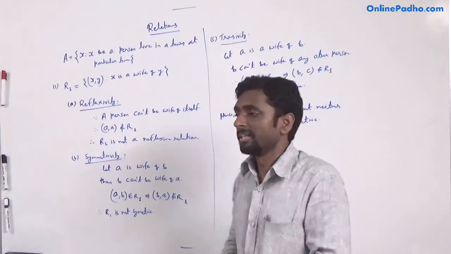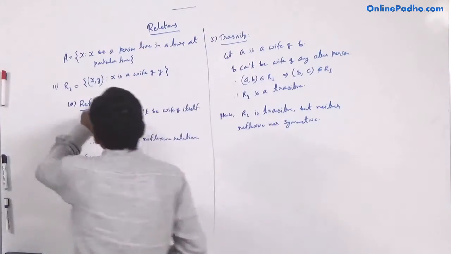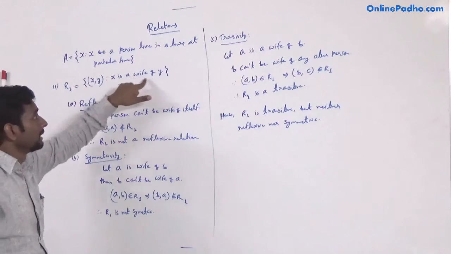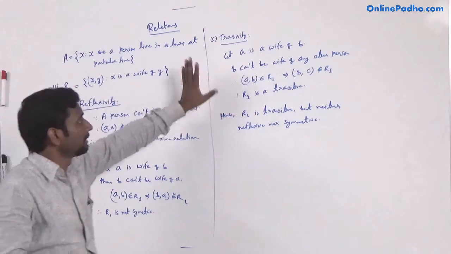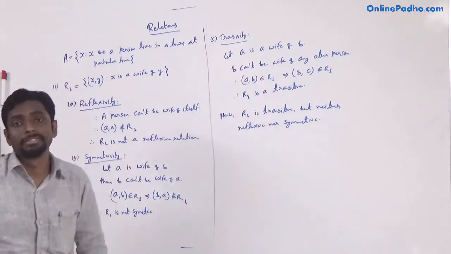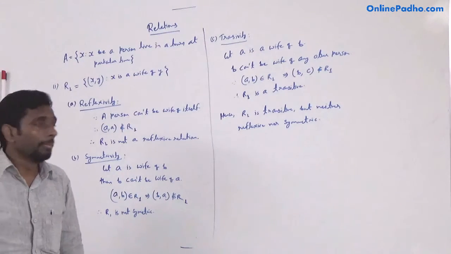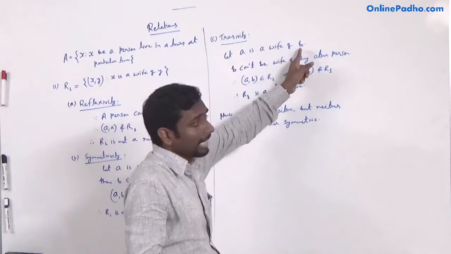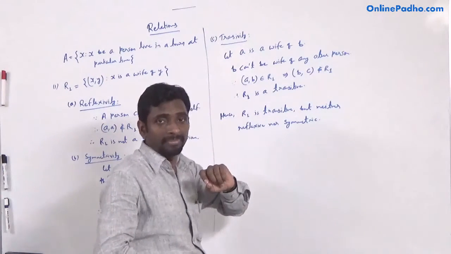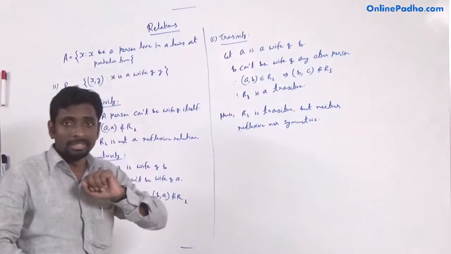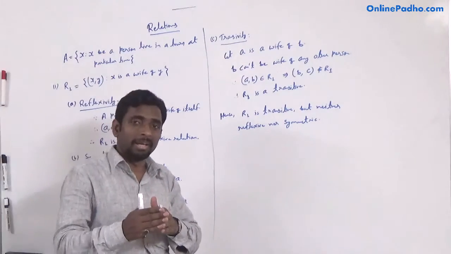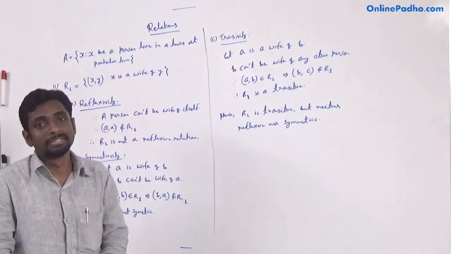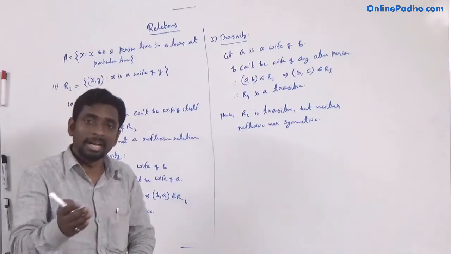In the case of father, if the question is (X, Y) such that X is a father of Y, in that case this is not a transitive relation. Why? Because if X is a father of Y, Y can be a father of Z, since both are male persons. If X is a father of Y and Y is a father of Z, X cannot be father of Z, because X is a grandfather of Z.